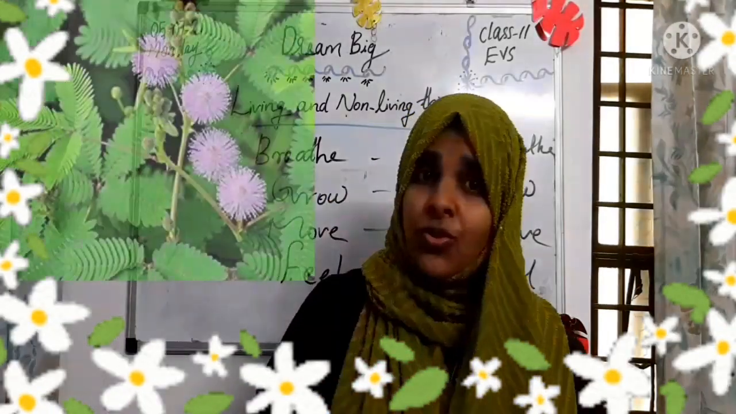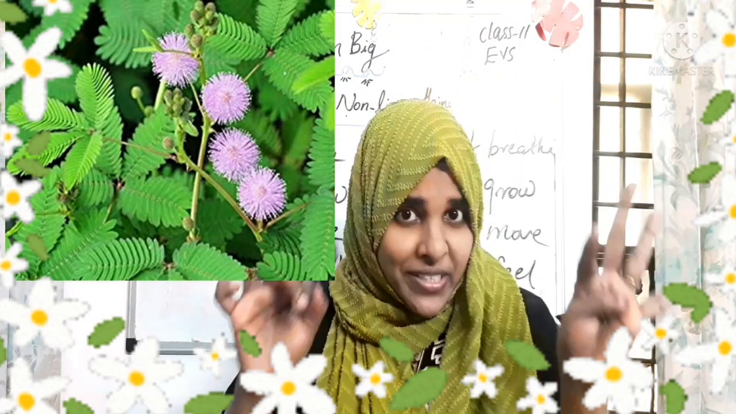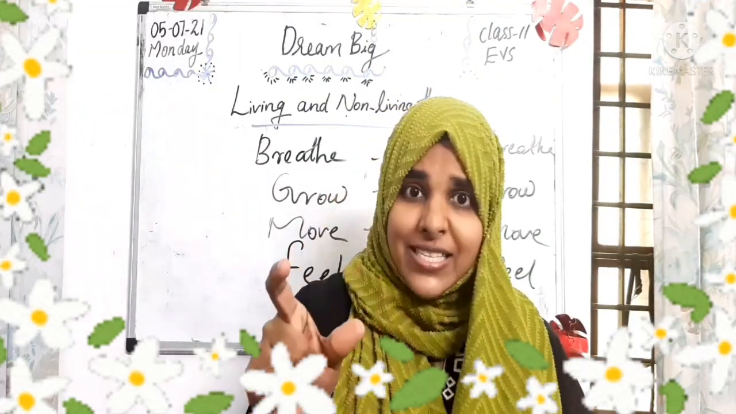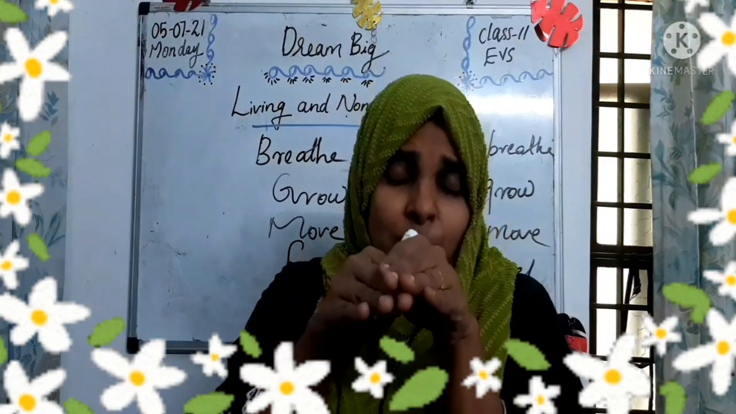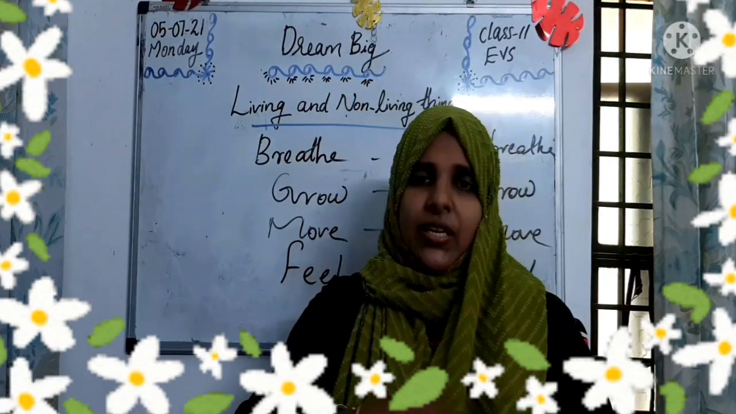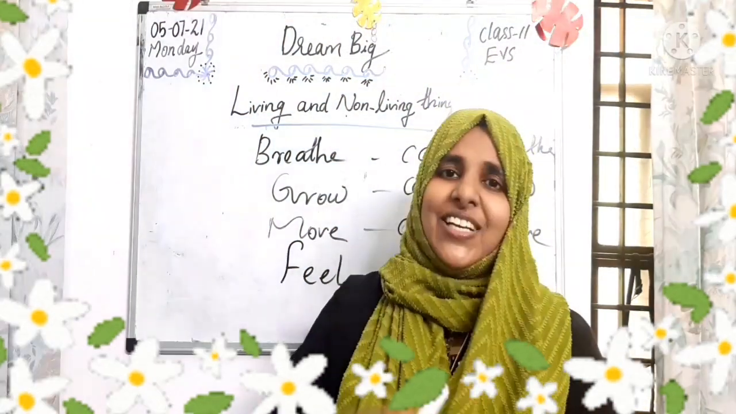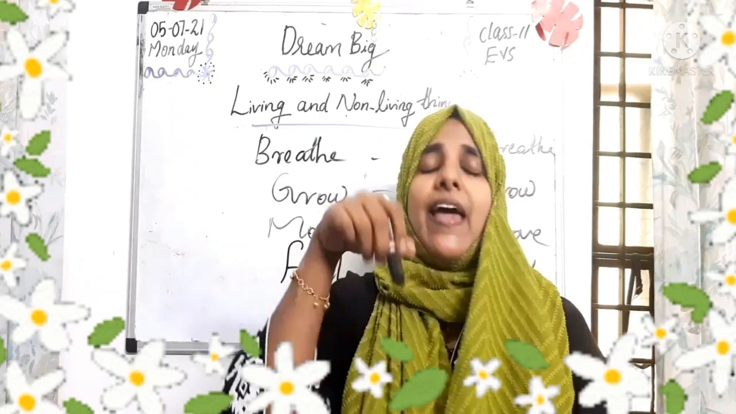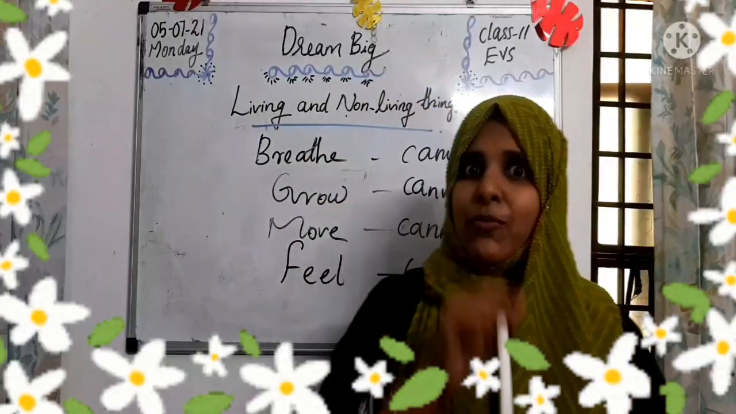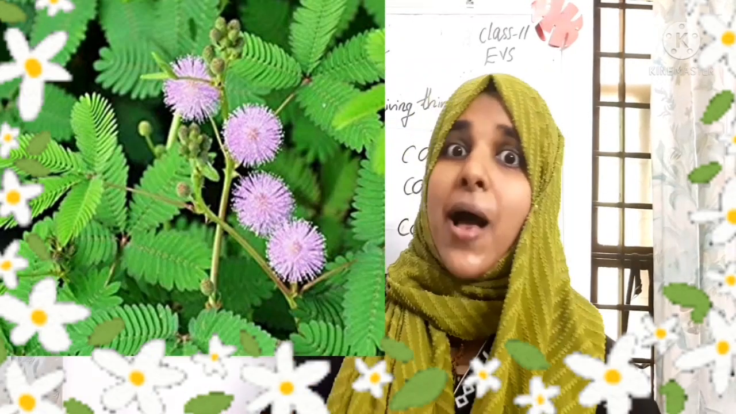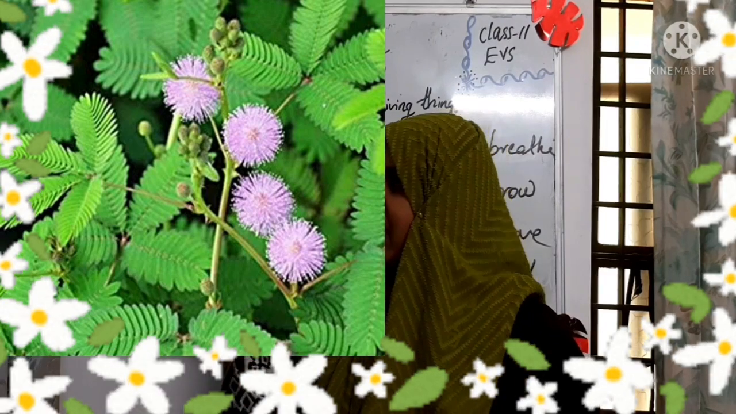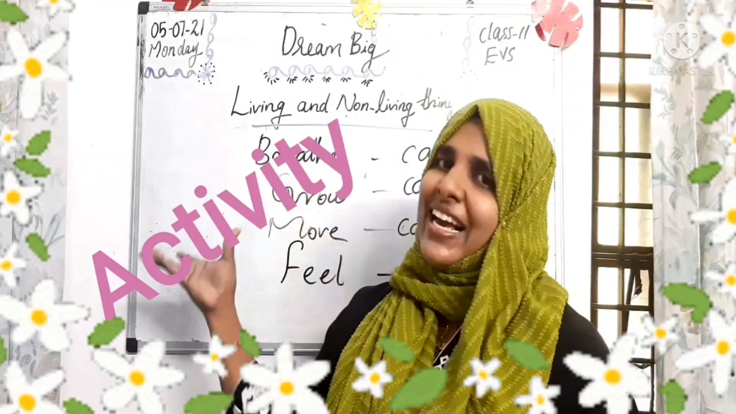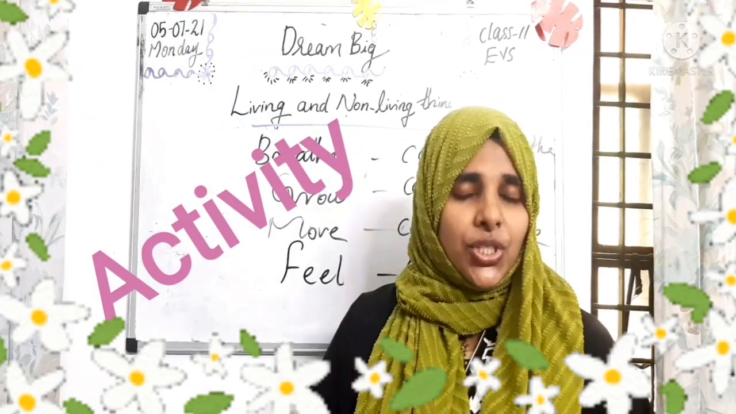So all should draw the picture in your notebook neatly and write the answer: why the leaves of this plant are closing when we touch them. Draw the picture and write the reason. And write the name of the plant in Malayalam. Already you know that. Its English name is touch-me-not plant, or we can say mimosa plant. But you should write the Malayalam word of this plant in your notebook. Clear? Students, this is an activity for you. All should do it in your notebook.